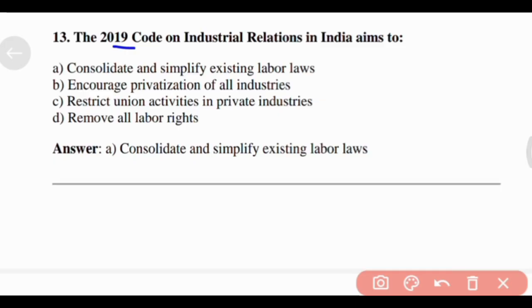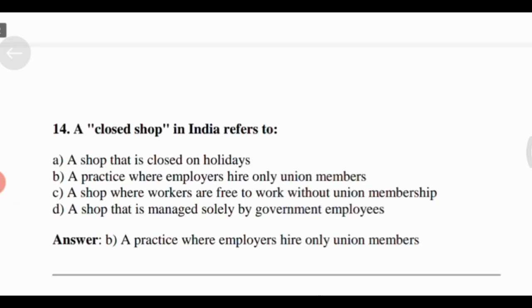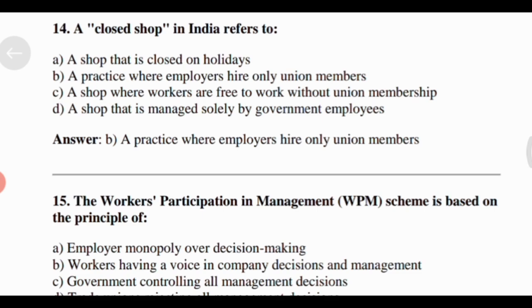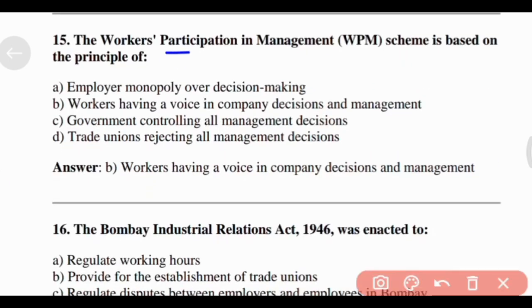The 2019 Code on Industrial Relations in India aims to option A, consolidate and simplify existing labor laws. A closed shop in India refers to option B, a practice where employers hire only union members. The workers' participation in management scheme is based on the principle of option B, workers having a voice in company decisions and management.